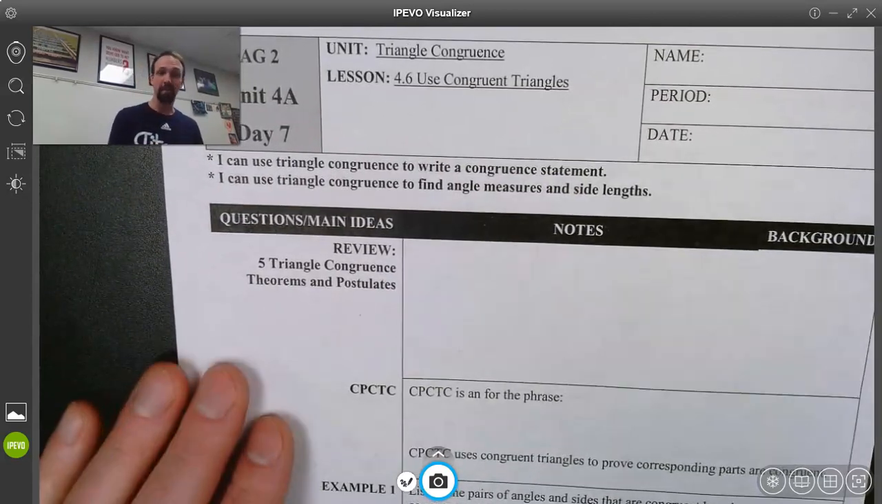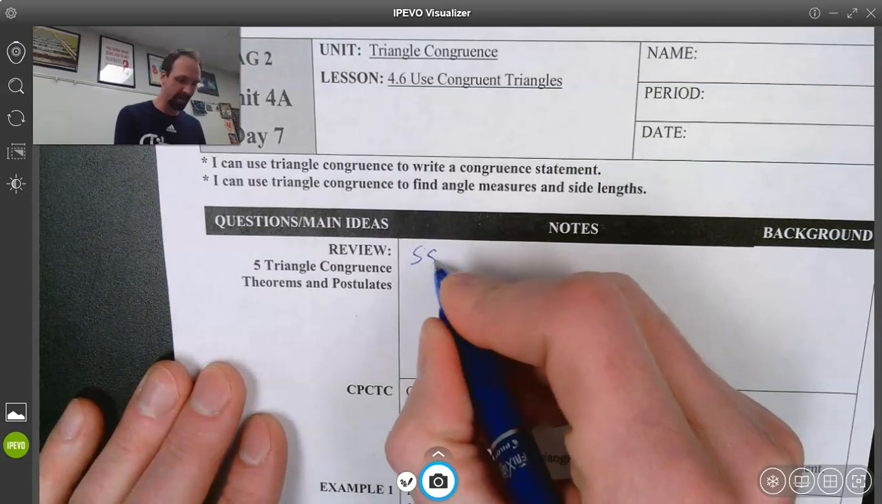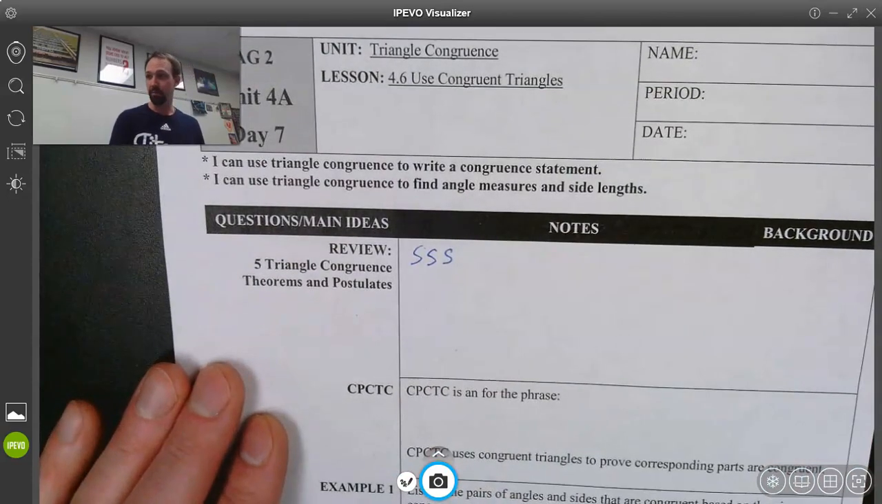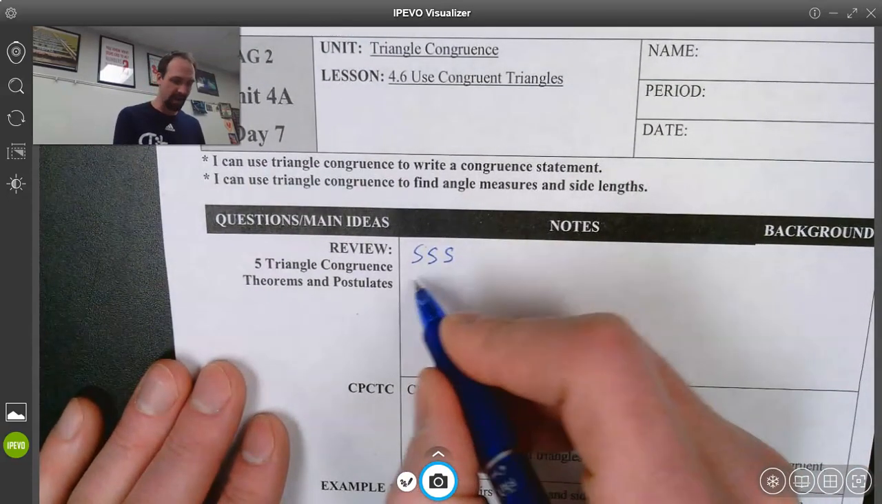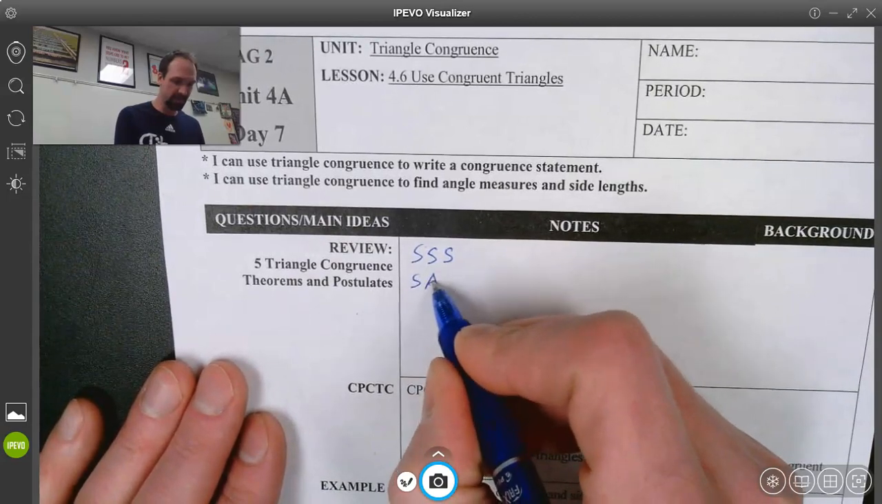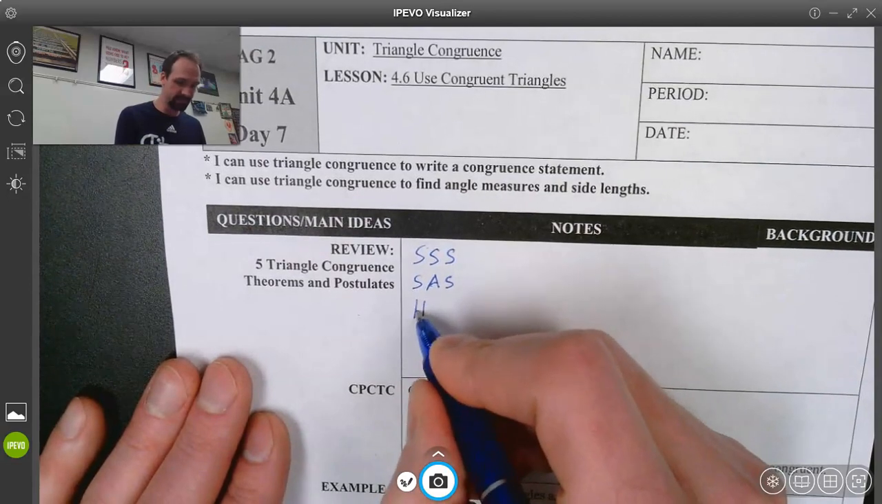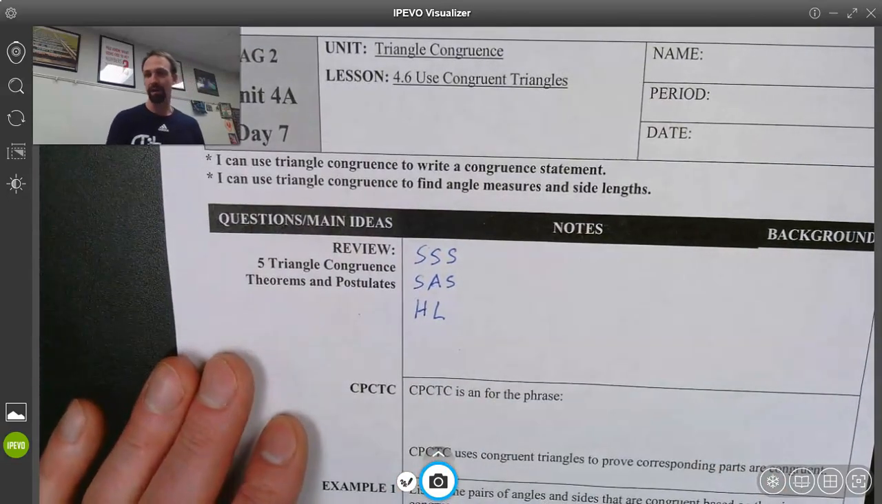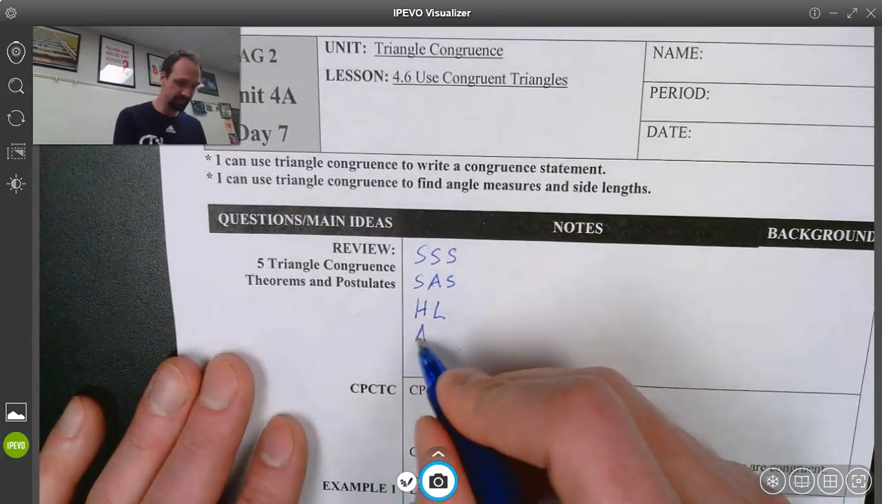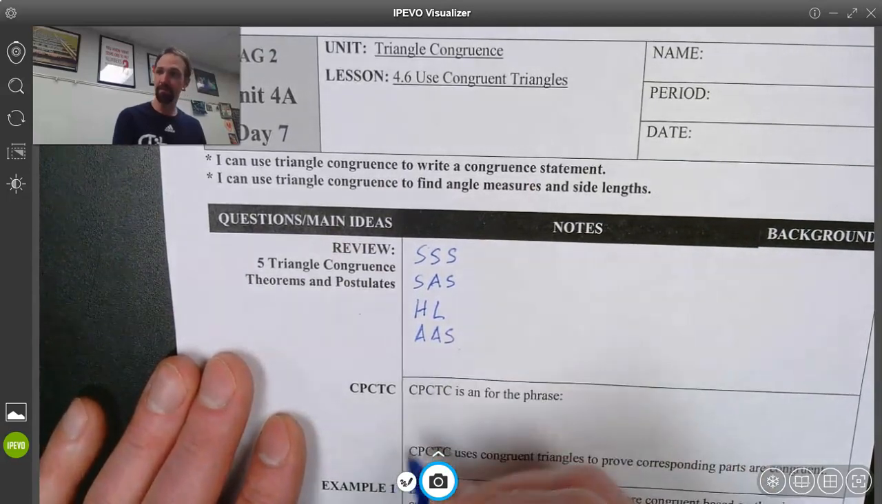All right, so here they are. We have side, side, side. The next one we talked about was side, angle, side. Then we talked about hypotenuse, leg. We also talked about angle, angle, side. And angle, side, angle.